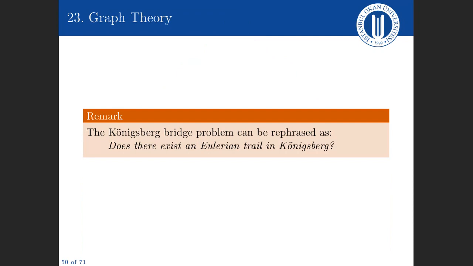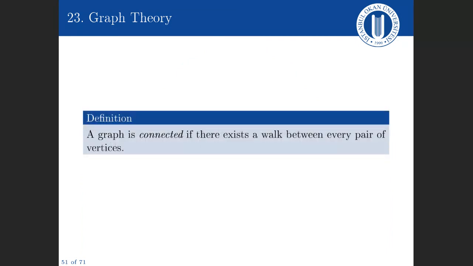The Königsberg bridge problem, which we started this lesson by mentioning, can be rephrased as following. Does there exist an Eulerian trail in Königsberg? We'll answer this soon.